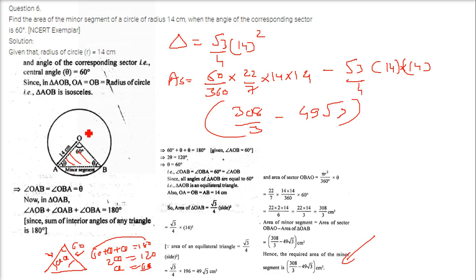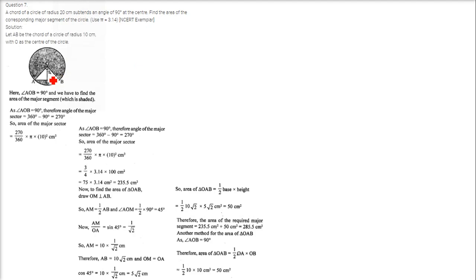This is the way you have to approach this type of question. A chord of a circle of radius 10 centimeters subtends an angle of 90 degrees at the center. Find the area of the corresponding major segment of the circle. So we have a circle and there is a chord, and it subtends an angle of 90 degrees. We have to find the area of the major segment.